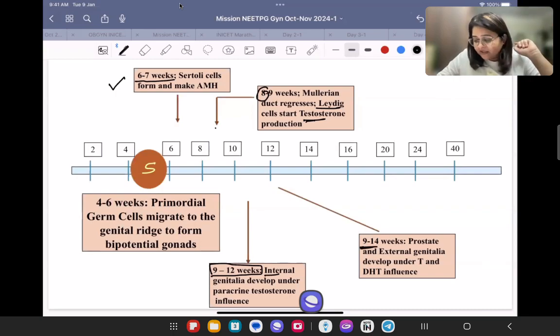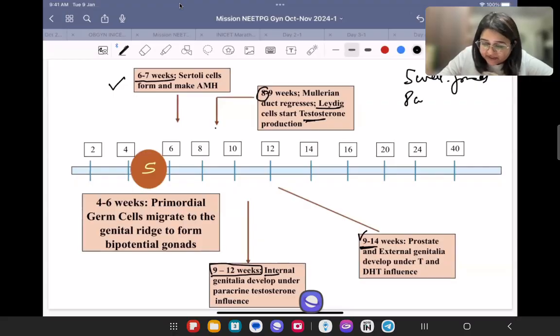What starts at 9 weeks? At 9 weeks the external genitalia starts. So again, just remember 5 weeks, the gonads are bipotent. 8 weeks, the internal genitalia is bipotent, and 9 weeks, the external genitalia is bipotent. After this the differentiation starts. Okay?